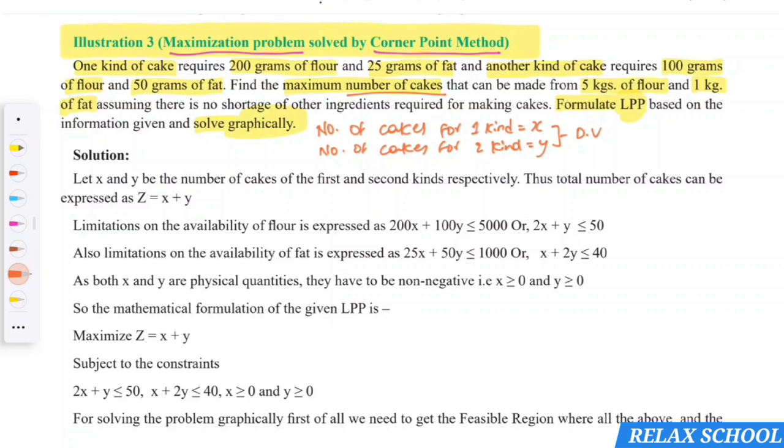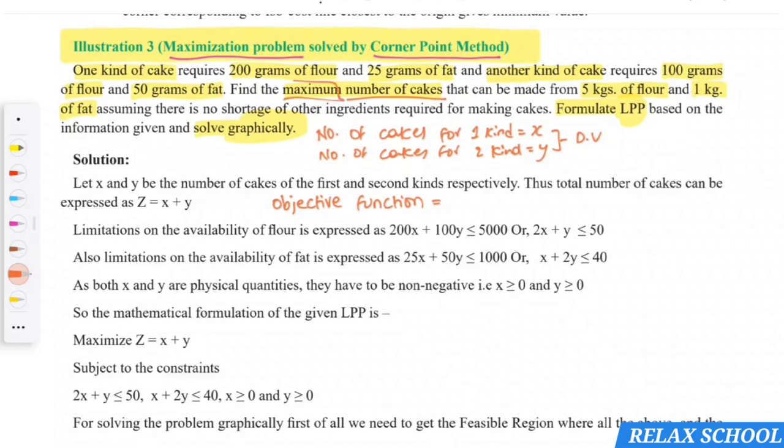So the second thing we do is write the objective function. See, our objective function was to maximize the number of cakes. So we will write maximize Z is equal to x plus y. It is very simple. So now we are going to write the subject to constraints.